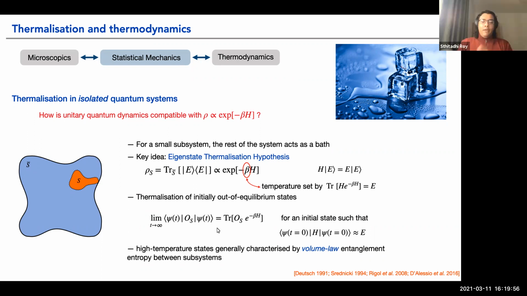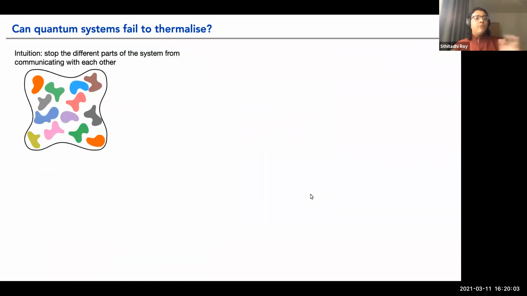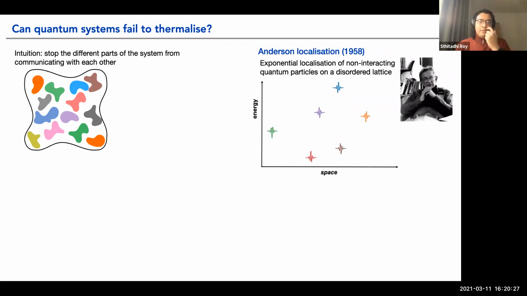All right. So this all looks quite all-encompassing, but you can ask the question: can quantum systems fail to thermalize? The basic intuition would be that you need to stop the different parts of the system from communicating with each other. If you can do that, then it's clear that if I take a small subsystem here that is not in communication with the rest of the system, then it's not going to thermalize. And that immediately points us towards Anderson localization.